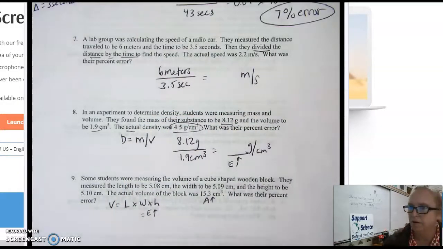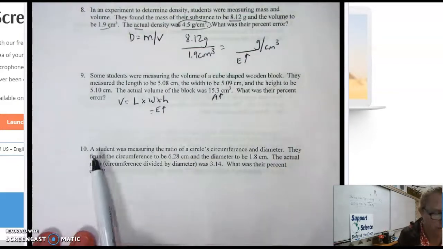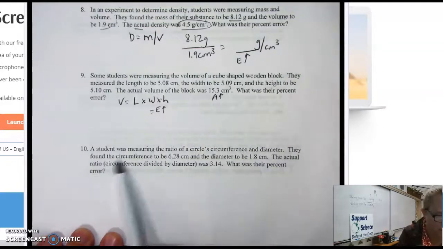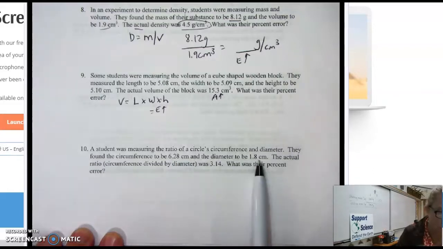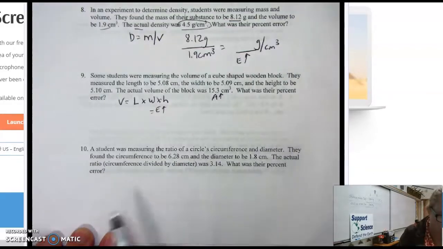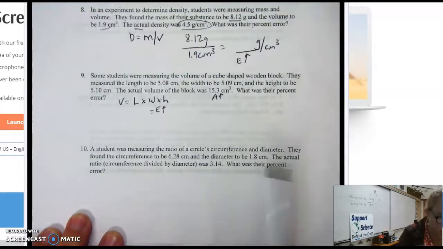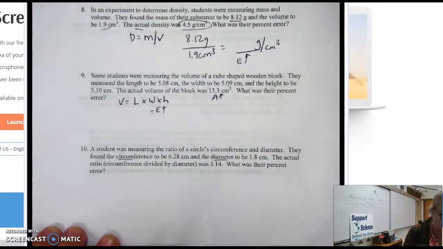Okay, hopefully that helps. Number 10 is the same kind of thing where you have to do a couple of steps before you can calculate the percent error. So a student was measuring the ratio of a circle's circumference and diameter. They found the circumference to be 6.28 centimeters and the diameter to be 1.8 centimeters. The actual ratio, circumference divided by diameter, was 3.14. So what's their percent error?